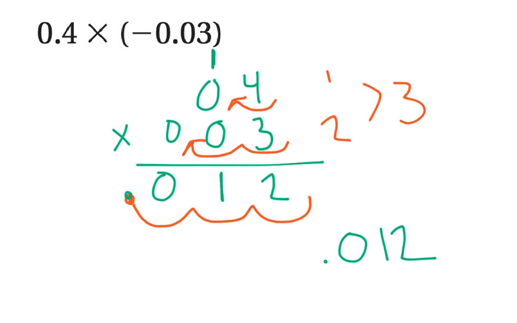So our answer is 12 thousandths. Now, we have to be super careful because we have to go back and check what to do with the signs. One was negative, one was positive because it didn't have a symbol out front. So when they have different signs, one negative and one positive, our answer is going to be negative. So our answer is negative 12 thousandths.